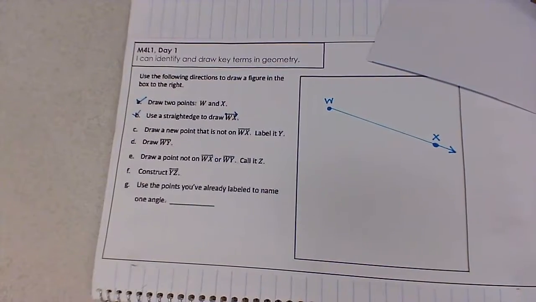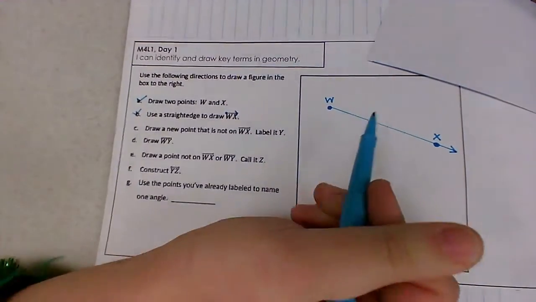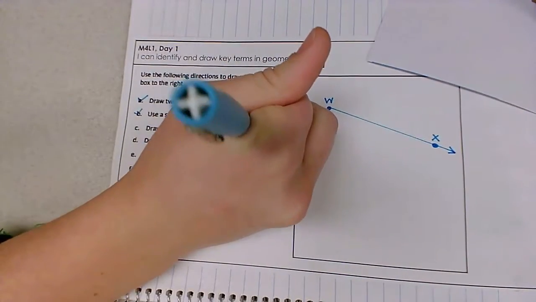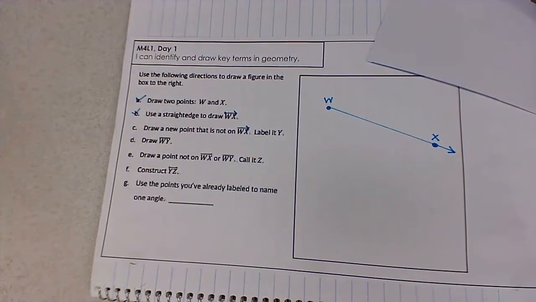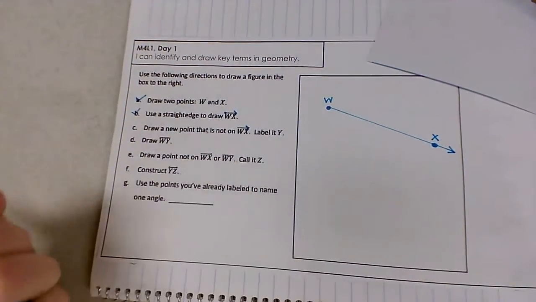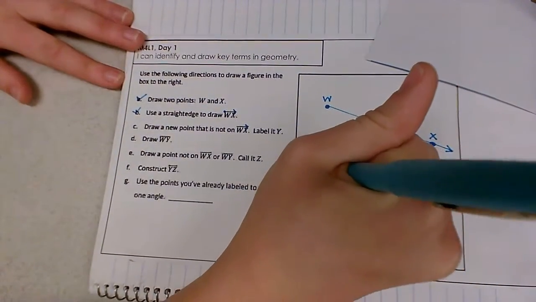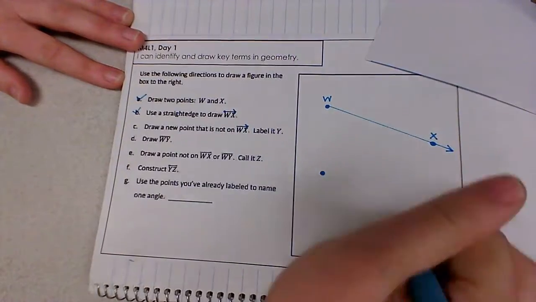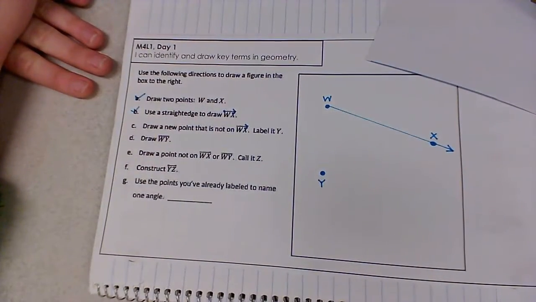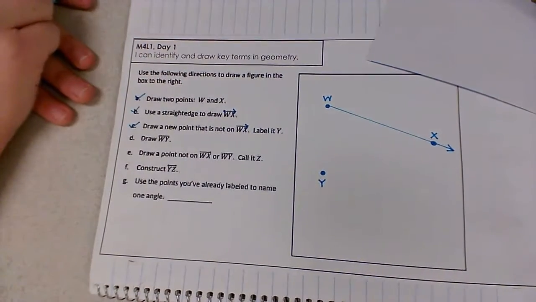C, draw a new point that is not on ray WX. Again, I'm going to label WX with this arrowhead to mark that it was a ray. Label it Y. Now we have to put an endpoint somewhere else in our drawing, but it can't be anywhere on top of this line. It has to be in the open space. So I'm going to put mine down here and label it Y. I'll check it off when I'm done. And I'm ready for my next step.